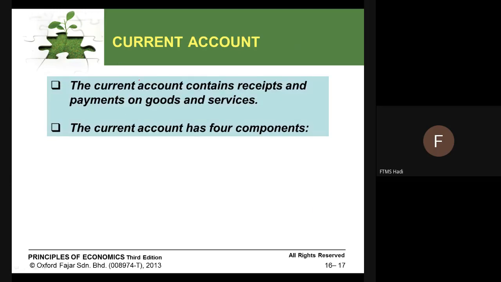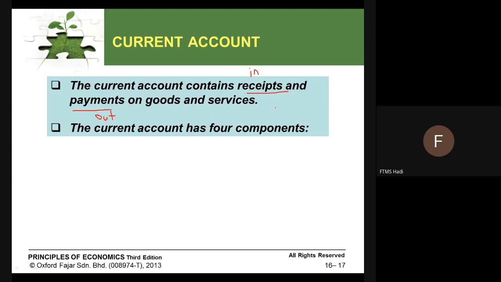Okay, current account. The current account contains receipts and payments. The keyword here is receipt, which is money in, and payments is money out, on goods and services. That means the receipt is usually from export, and payment is more on imports. For the current account we're talking about goods and services, which is definitely more on trade.